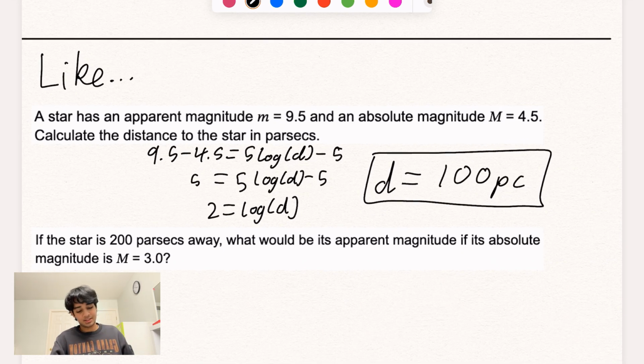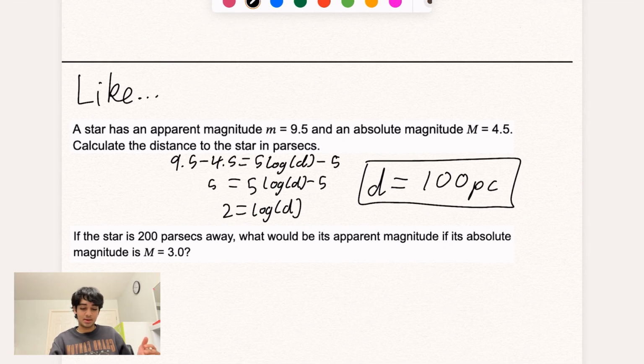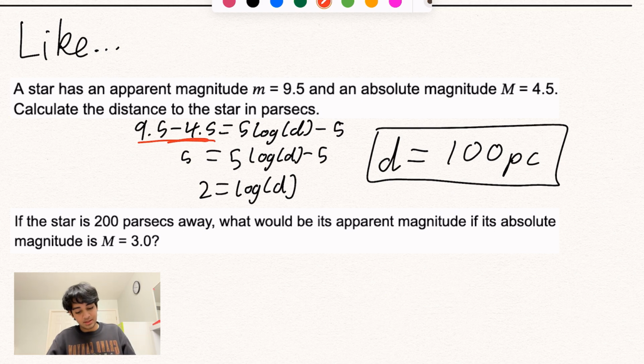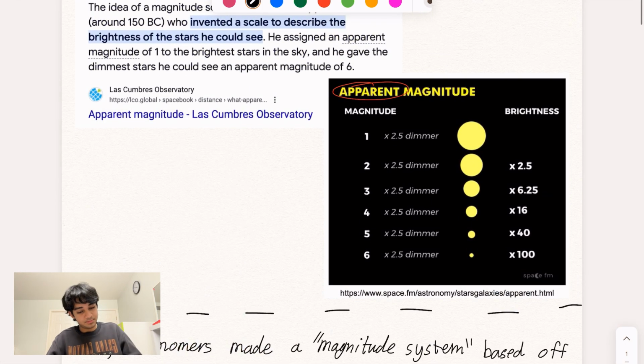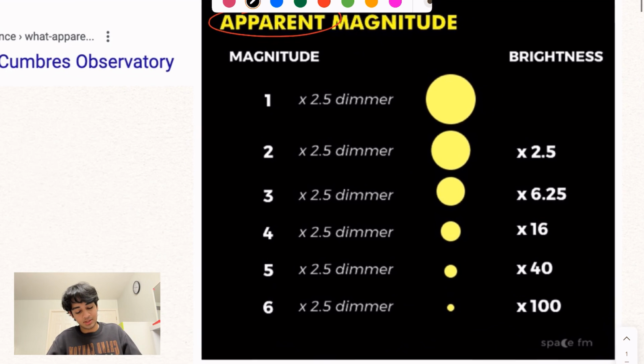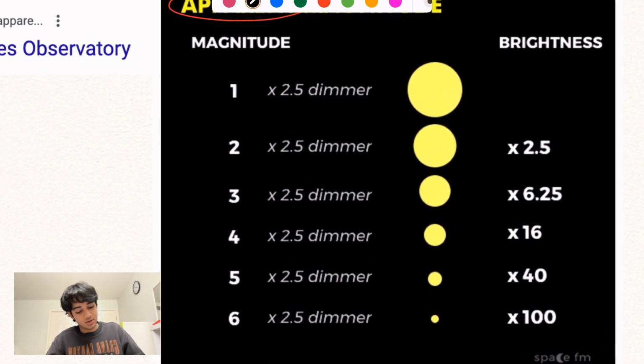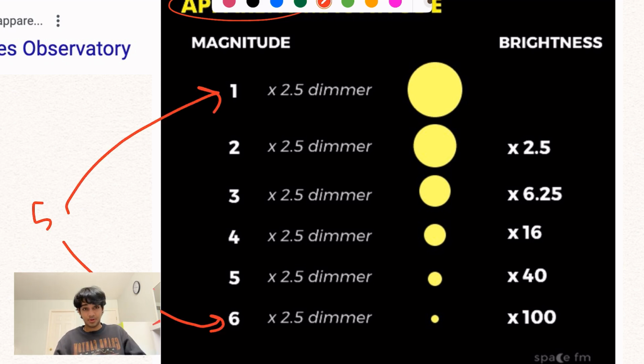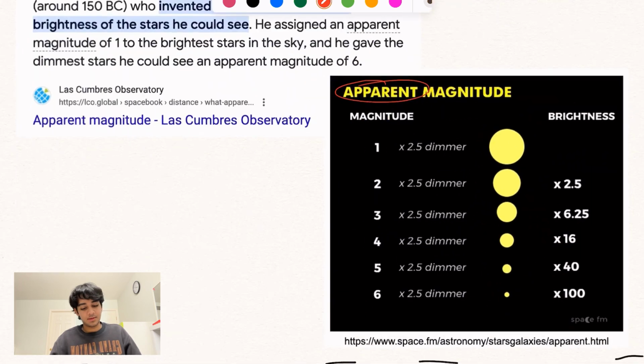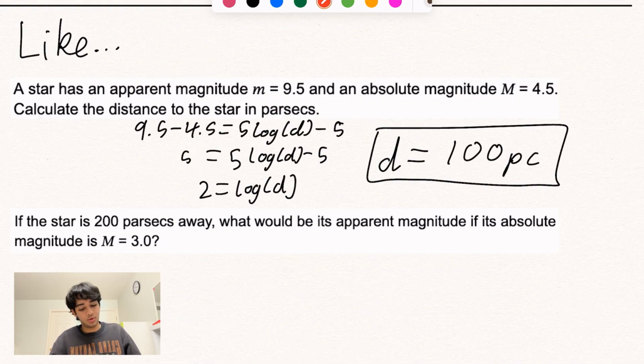Now, why does this make sense? If a star is 100 times further, it should look like it's 100 times dimmer as well. And you can see that the difference between this and this is 5. If you go all the way back to the top, the brightest star is 100 times brighter than the dimmest star in Hipparchus's magnitude scale. And the difference between 1 and 6 is also 5, right? So this is why we get such a perfect number of 100 parsecs.